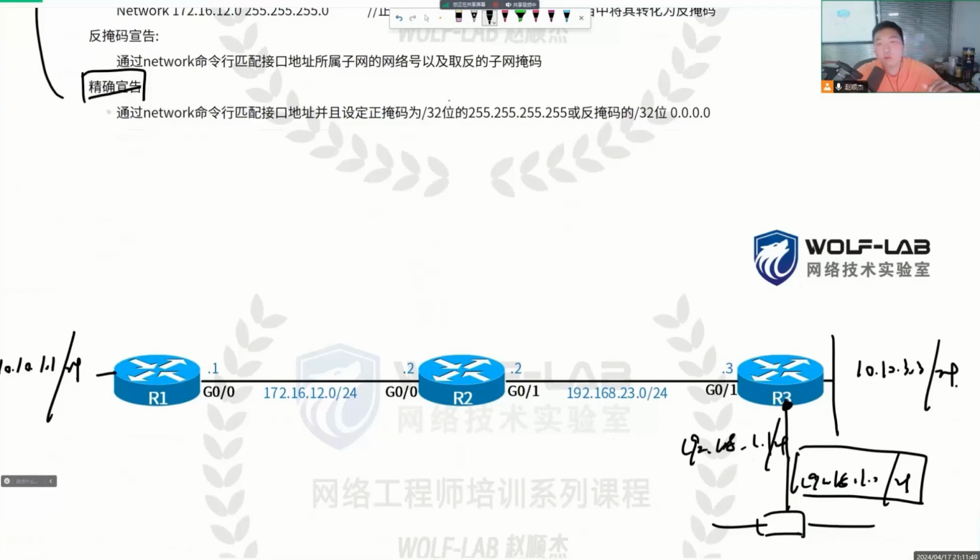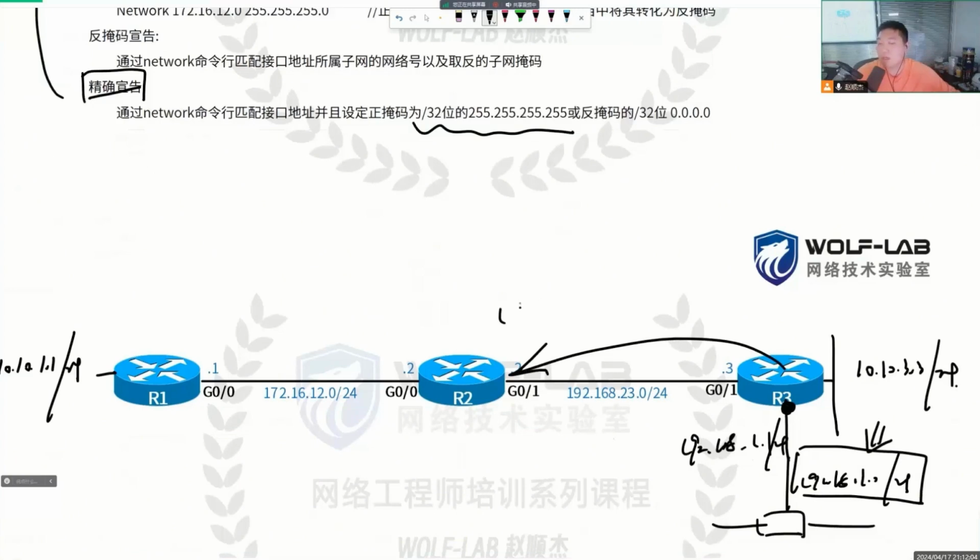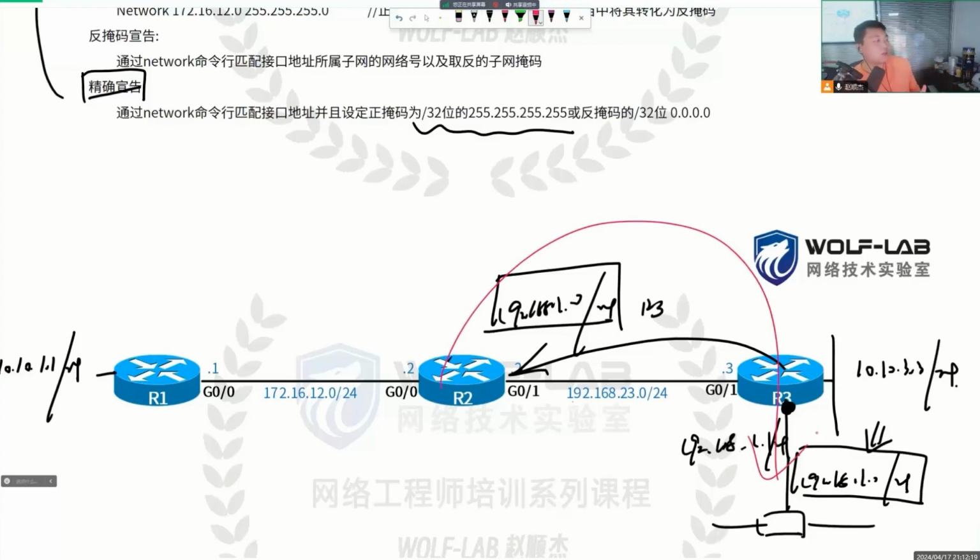So what will we receive? What we receive is such a network segment route entry. Going through R3, we can still access the hosts below. What you must pay attention to is the function of the network command. It's to activate the interface. Precise declaration and wildcard declaration are both multicast, yes, that's right. Because if it's this host address, for example 192.168.1.4, so our R3 interface runs EIGRP. This route is passed to our R2.